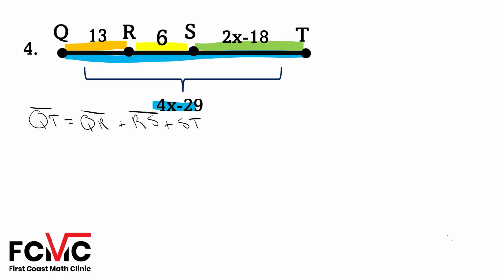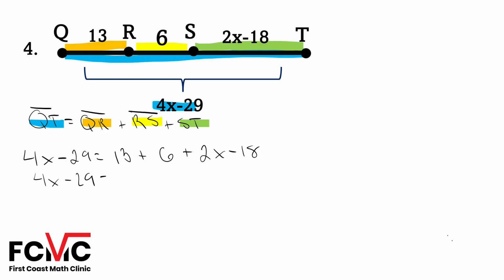So let's do some substitution. We know QT is going to be 4x minus 29. QR is going to be 13. RS is going to be 6. And ST is going to be 2x minus 18. So we'll have 4x minus 29 equals, I'll bring the 2x up front, and then we'll have 13 plus 6 minus 18. I'll get 4x minus 29 equals 2x plus 1. The 13 plus 6 minus 18 is going to give us 1.